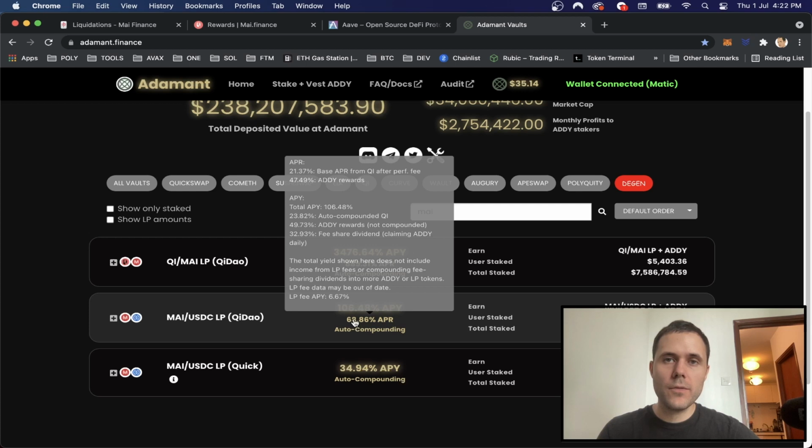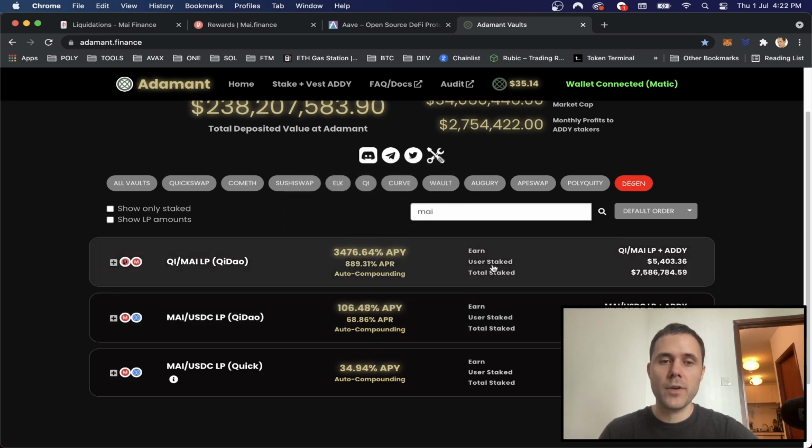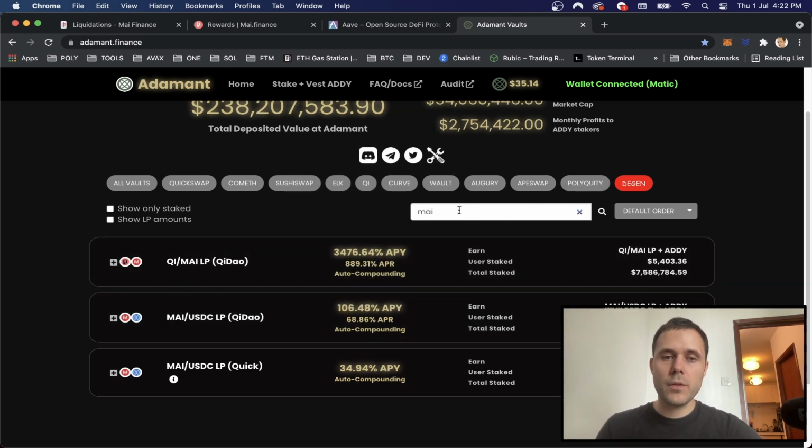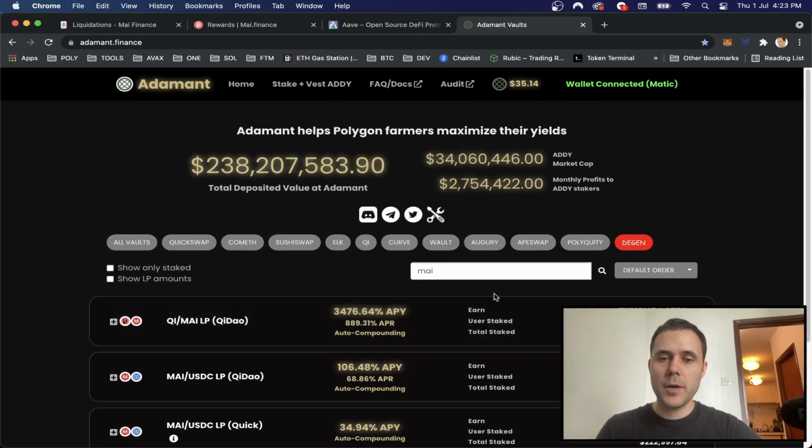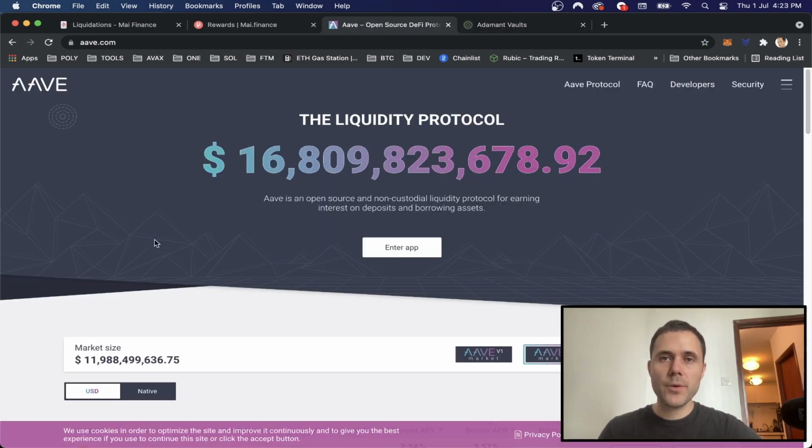So I think we'll go over this in more detail in another video. You can do your own research on this, take a look, see what you think, but I'm a big fan. I've got quite a decent pool on Mai on here, and I'm earning both the Adamant tokens and compounding my pool on here too.